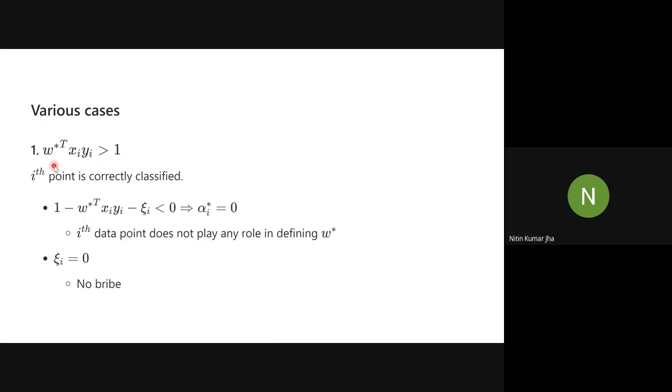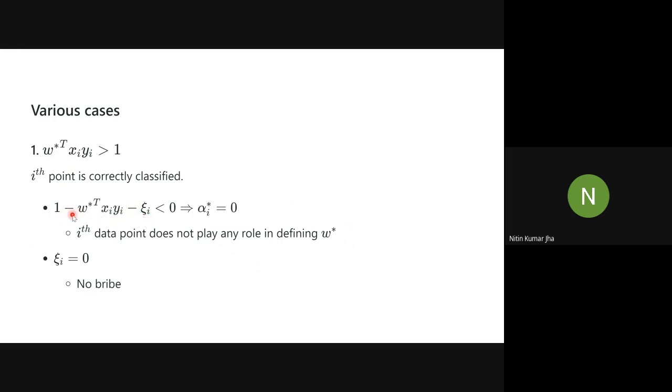The first case is where w transpose x_i y_i is greater than 1. It means that w star is correctly classifying the ith point. The positive points are on the right side of the right supporting hyperplane and the negative points are on the left side of the left supporting hyperplane. In this case, look at the term 1 minus w transpose x_i y_i minus xi_i. Since w transpose x_i y_i is strictly greater than 1, 1 minus this is a strictly negative quantity, and it is negative minus something positive, so this term is strictly negative.